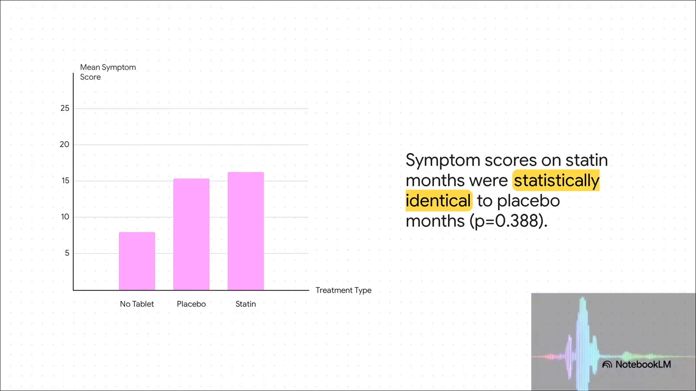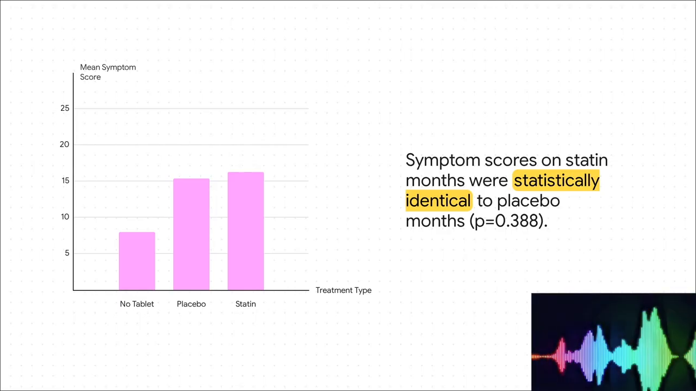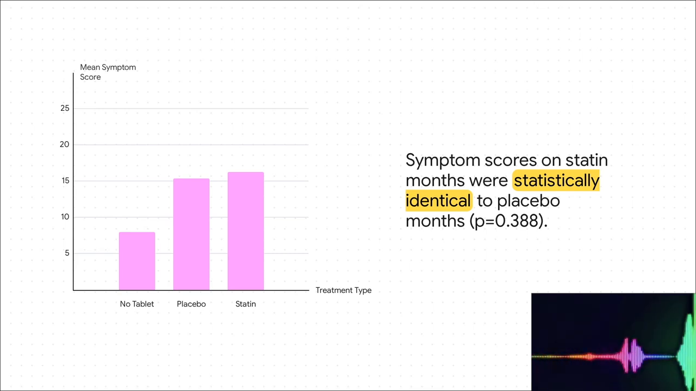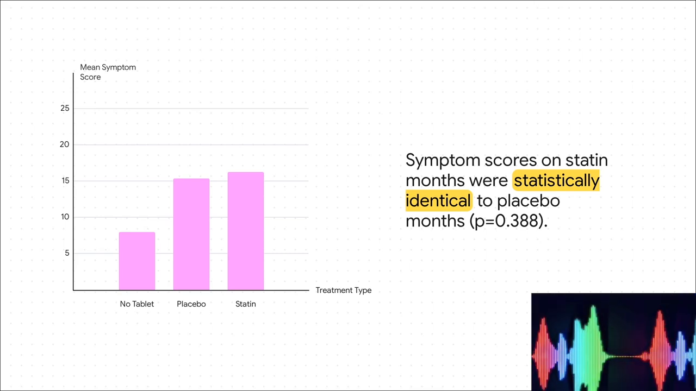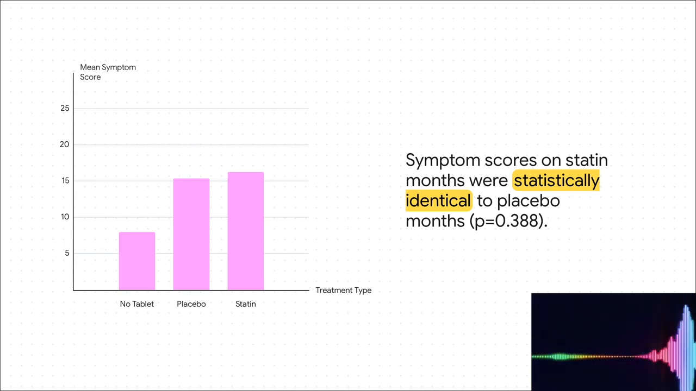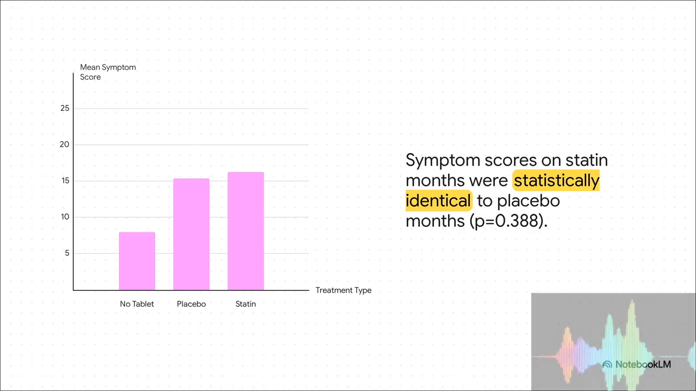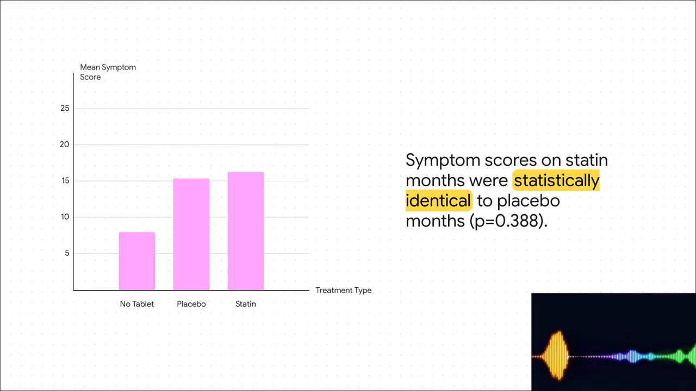And the results? They were absolutely stunning. I mean, look at this. Yes, symptoms were worse on the statin compared to taking nothing, but they were almost identical to the symptoms people reported when they were taking the placebo, the sugar pill. The feeling of having side effects was basically the same, whether they were on the real drug or not.